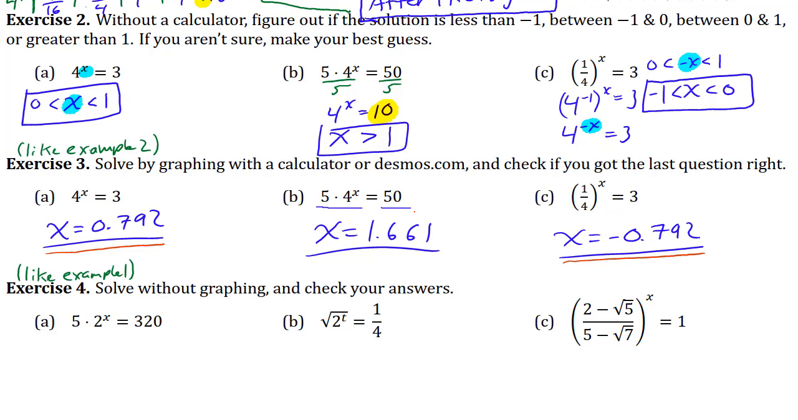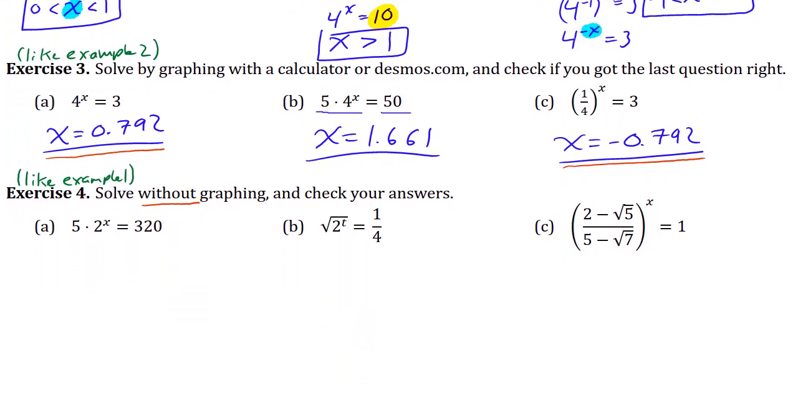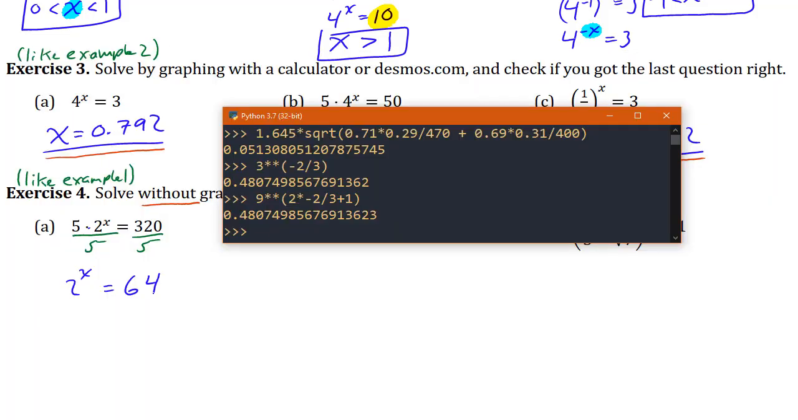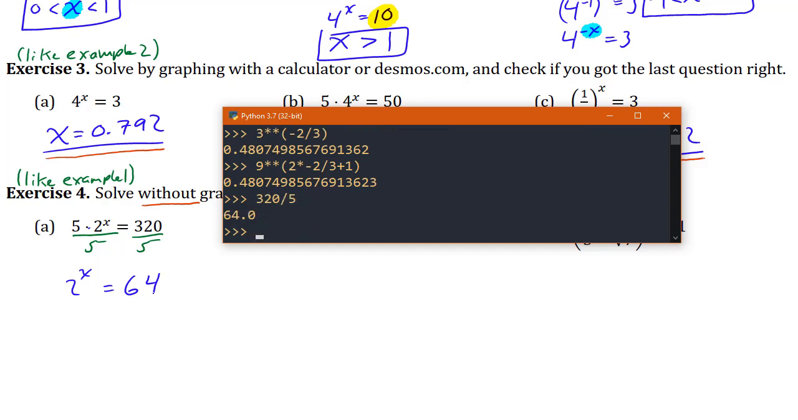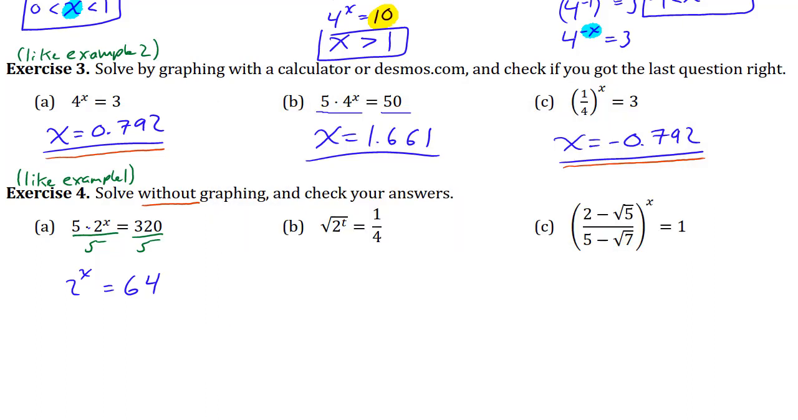All right, so exercise 4, we got to practice doing it without graphing and then check your answers. So for this one, first of all, the 5 is just in the way, and you can get rid of it easily by dividing both sides by 5. It will cancel out, because it's just regular old multiplication here. So that gives you 2 to the power x equals 320 divided by 5, I think is 64. Yep. Okay, so 2 to the x equals 64.